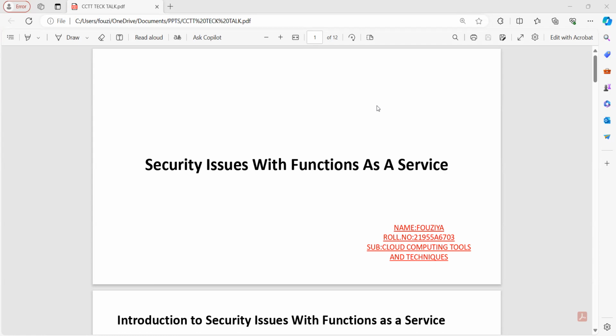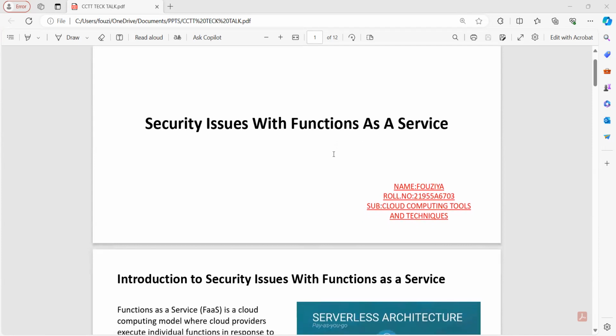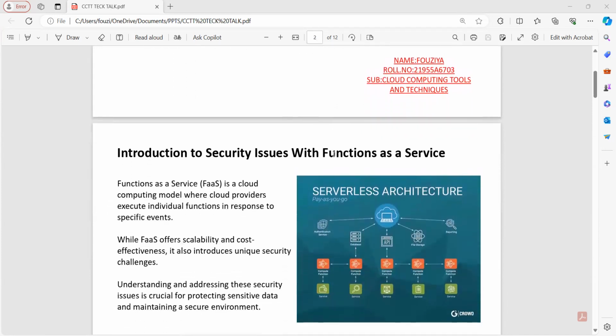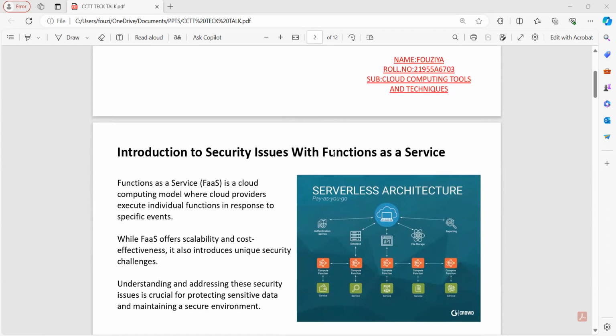I'm going to talk about the topic: security issues with functions as a service in cloud computing tools and techniques. So we are discussing this topic. Basically, now we are discussing the introduction to security issues with functions as a service.